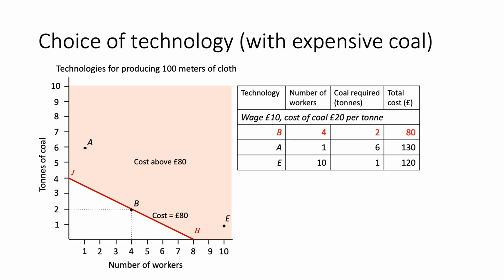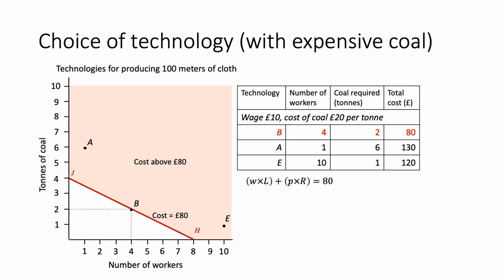Each of these technologies that are placed northeast of our iso-cost line for technology B is more costly than technology B. Therefore, A and E can be ruled out if coal is expensive. Let's walk through a little bit of how we get to this total cost of 80 pounds. We can see that A here has a total cost of 130 and E has a total cost of 120, but let's walk through the calculation as to how we get these different numbers.